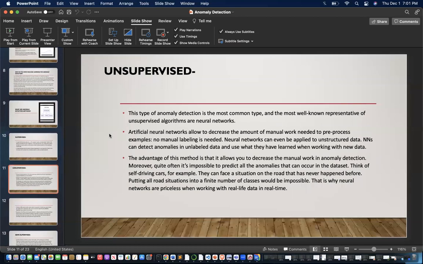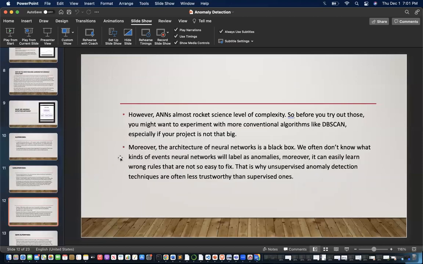An example is no manual labeling is needed. Neural networks can be applied to unstructured data. Neural networks can detect anomalies in unlabeled data and use what they have learned when working with new data. The advantage of this method is that it allows you to decrease the manual work in anomaly detection. Moreover, quite often it's impossible to predict all the anomalies that can occur in a dataset.